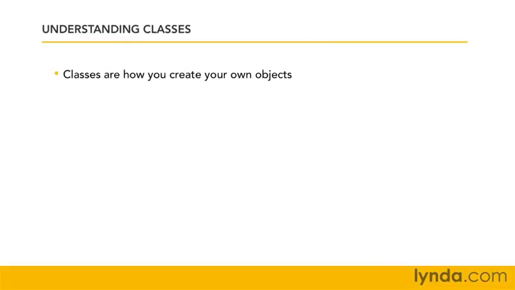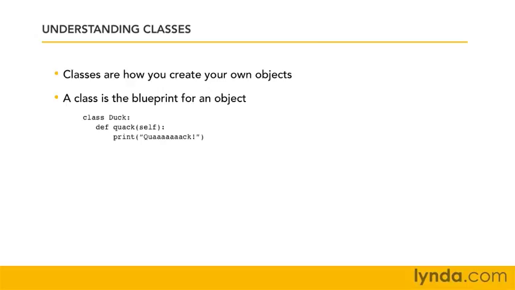Classes in Python are how you make objects. The classes themselves are the blueprint for how an object is created. For example, here's a class called Duck, and it implements a couple of methods called quack and walk, so that when you create a duck object, that duck will quack like a duck and walk like a duck, and that, of course, will make it a duck.